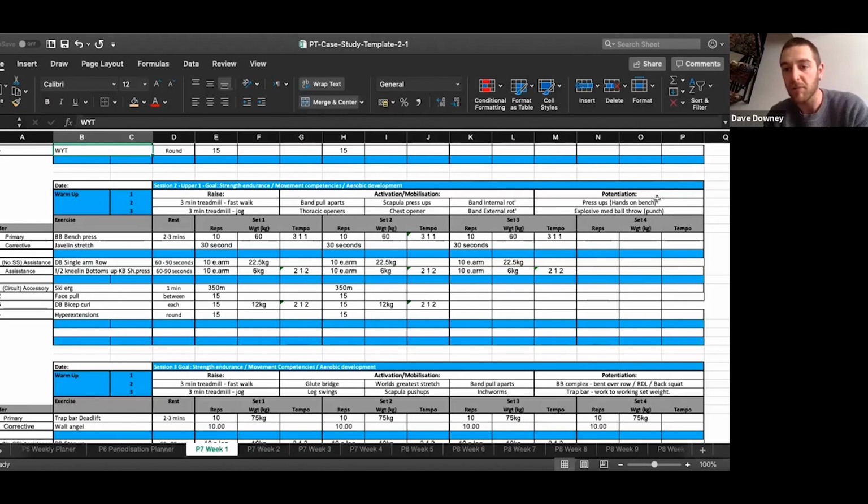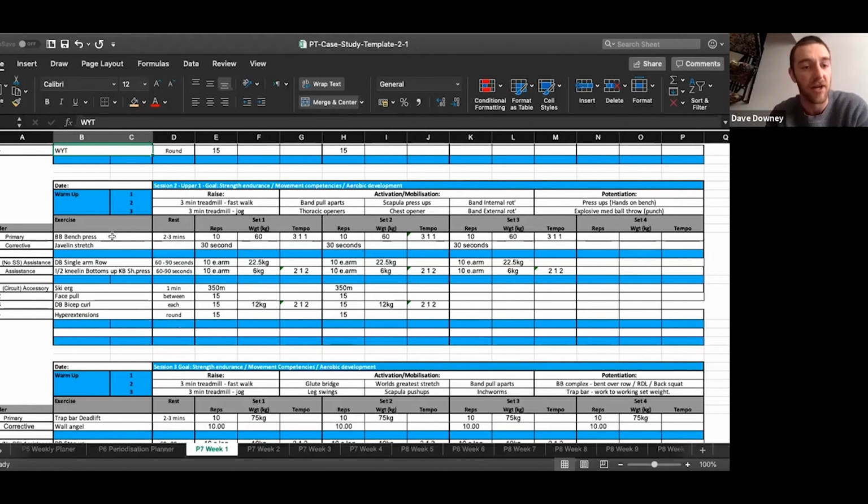So potentiation work, press ups. We're going hands on bench first, just to basically raise the center of gravity, so it's not as difficult for him. Obviously, he's carrying a bit of weight, so we just want to see how he takes to that first. And then we're going to add some explosive med ball throws. Not too many to fatigue him, just enough to fire the central nervous system.